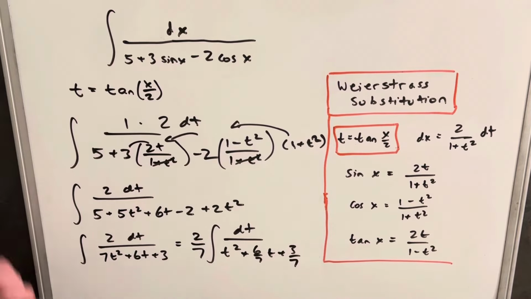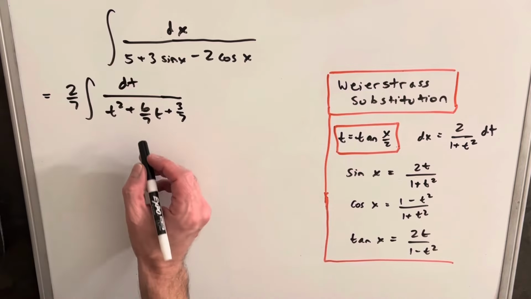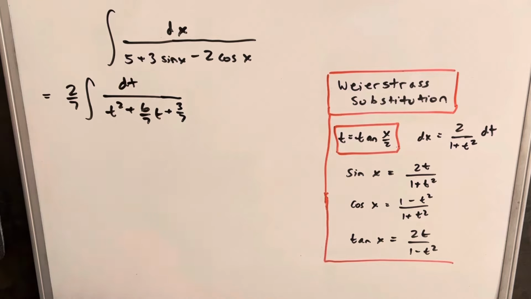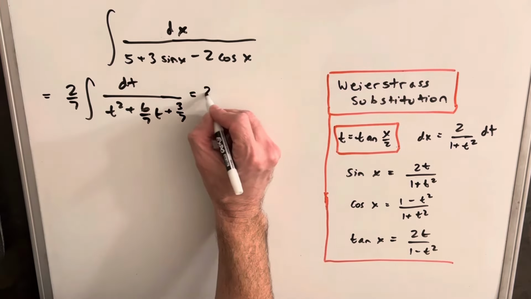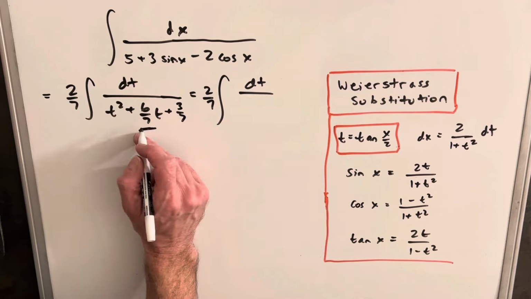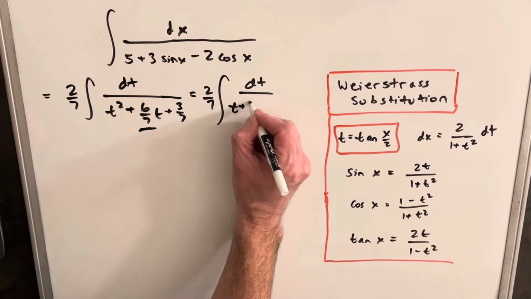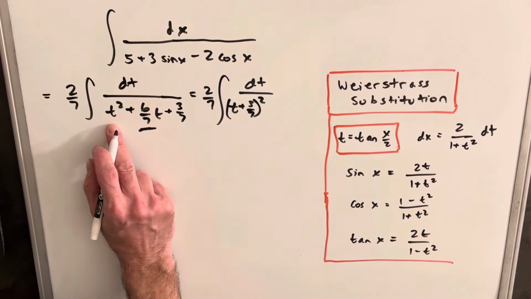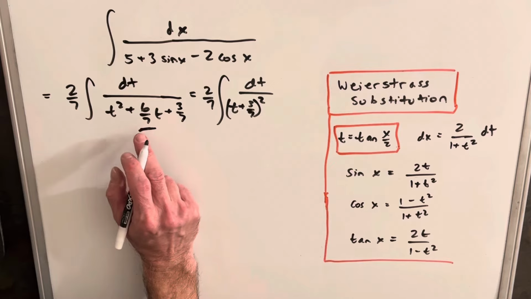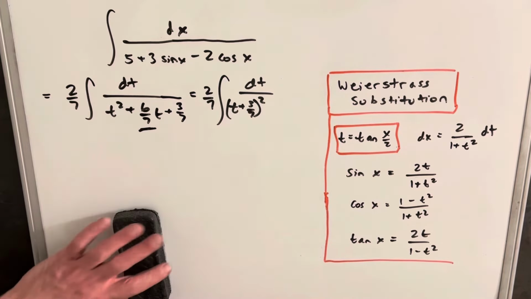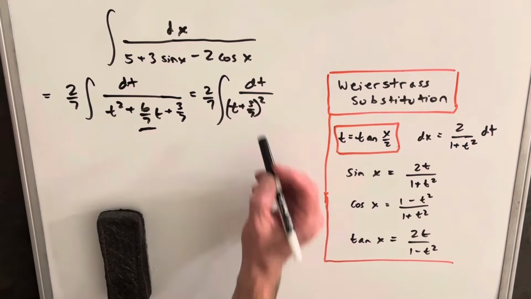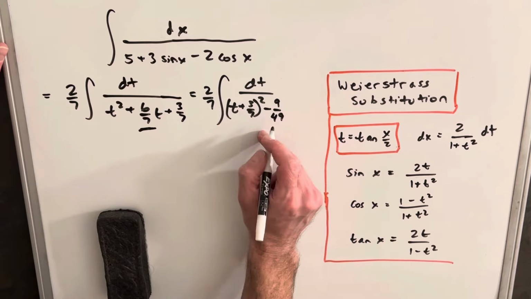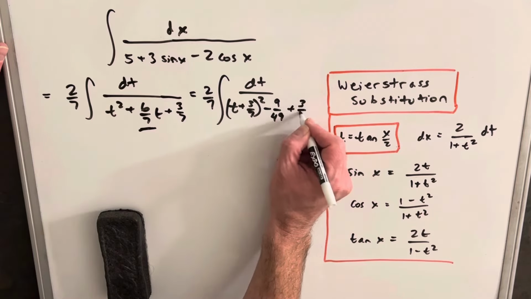Then next I want to complete the square and factor this in a way where I can use the arctan formula. So let's look at that. When I do this, I can just take half of this term here, which is going to be 3/7, and we can write this as t plus 3/7 squared. Noticing that's going to give me back t squared plus 6/7 t. Then we're going to have an extra term. 3/7 squared is going to be 9 over 49, but we don't want to add that, so we'll just subtract that off so that we're essentially adding 0, and then we have our 3/7 here.